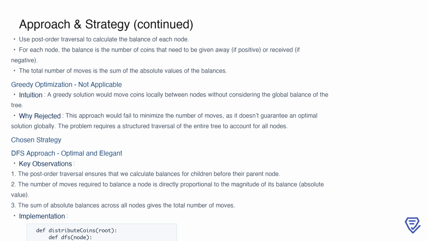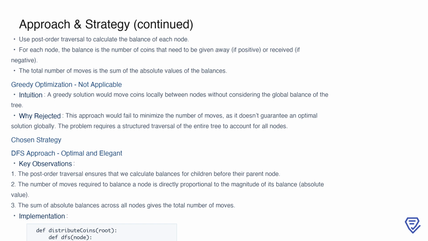The total number of moves required is simply the sum of the absolute values of all these balances. This systematic traversal ensures that the redistribution of coins is efficient and avoids redundant calculations. Now, you might wonder if a greedy optimization could work.